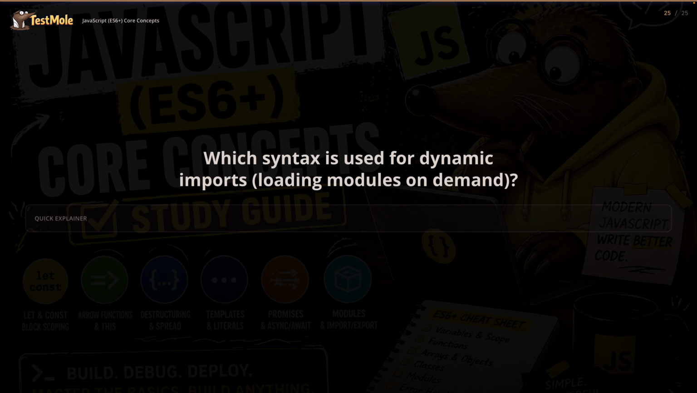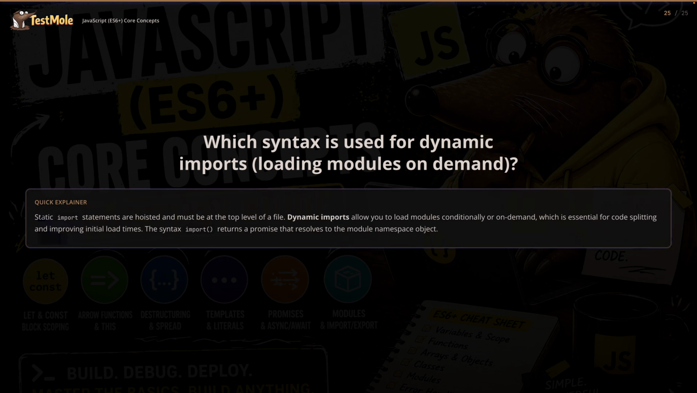Which syntax is used for dynamic imports, loading modules on demand? Static import statements are hoisted and must be at the top level of a file. The syntax import() returns a promise that resolves to the module namespace object.